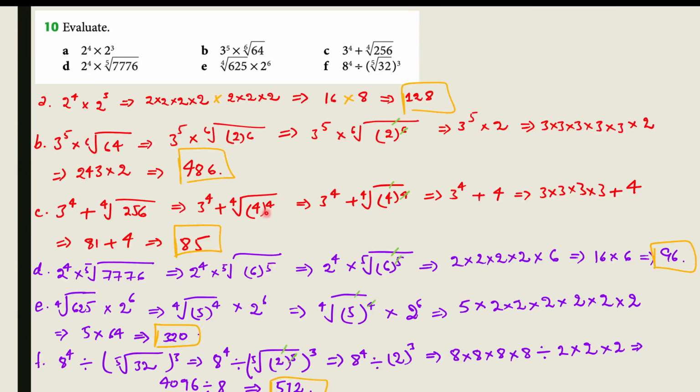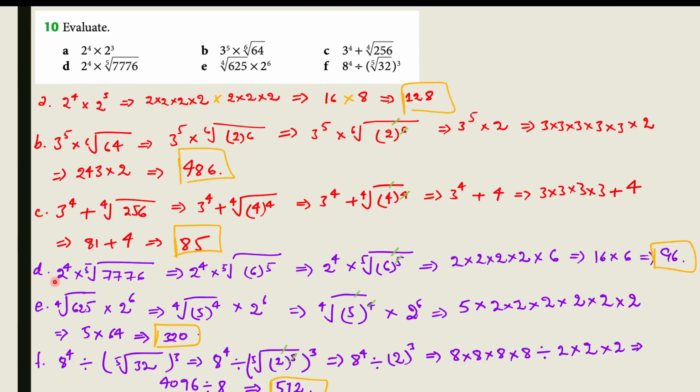So then we write 3 raised to the power of 4 plus 4, because we wrote the 256 as 4 raised to the power of 4. In the next step, the power of 4 gets cancelled with the root, and we are left with 3 raised to the power of 4 plus 4. So 3 raised to the power of 4 means 3 multiplied by 3 multiplied by 3 multiplied by 3, plus 4. 3 raised to the power of 4 is equal to 81. 81 plus 4 is equal to 85.